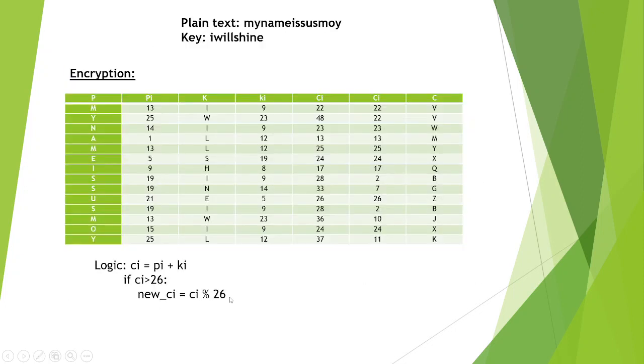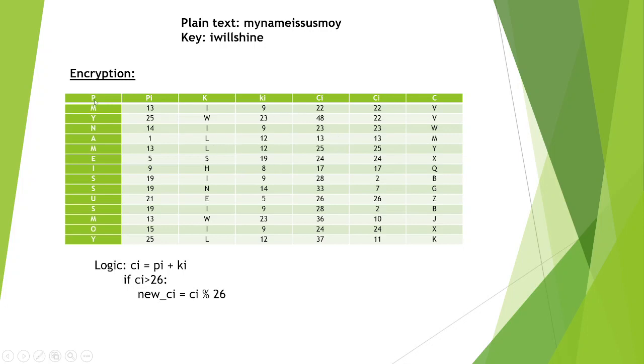Let's move on to the next page. Here, I will discuss the mathematical terms of the one-time pad algorithm. So here I consider the plain text as "my name is Sushmoy", and the key is also a string: "I will shine". After that, we will get the ciphertext value like this. So how can we get the ciphertext value? We will see that now.